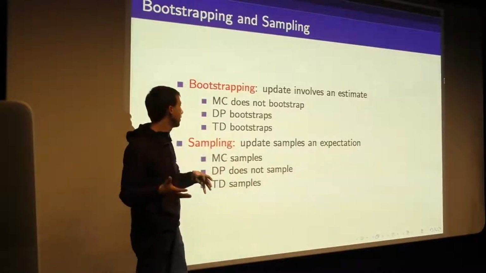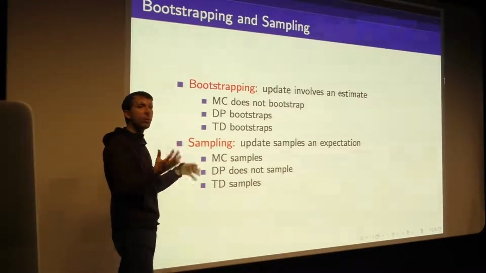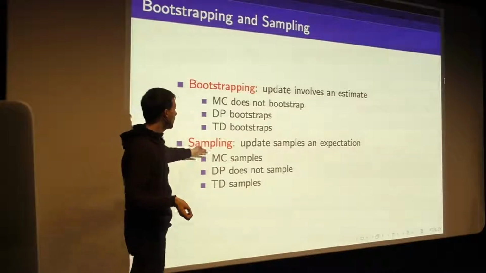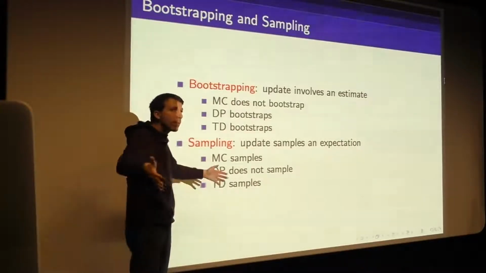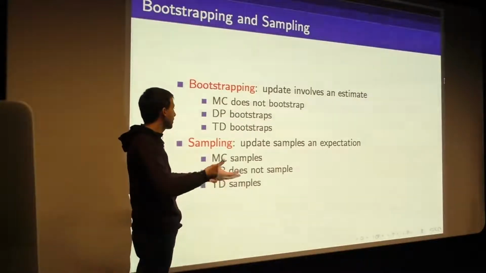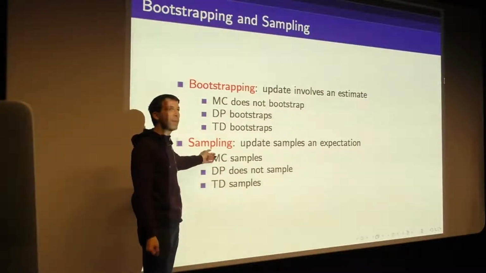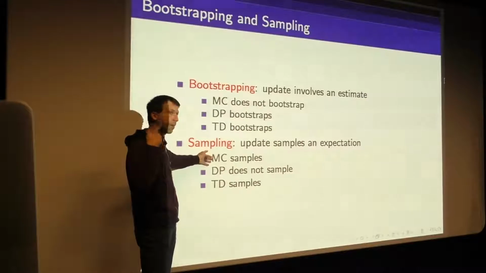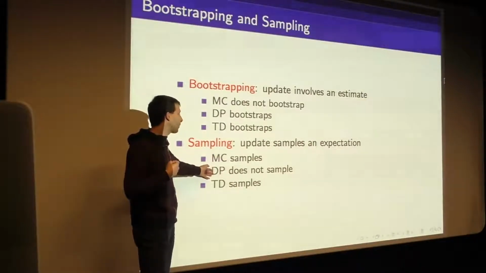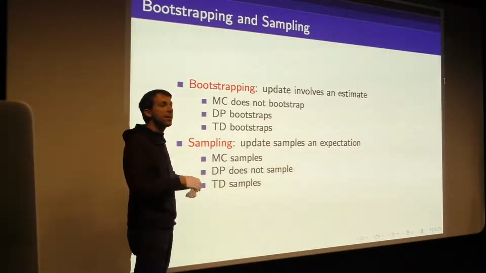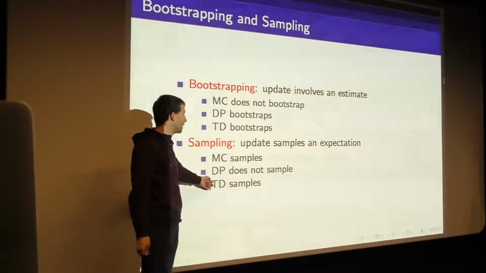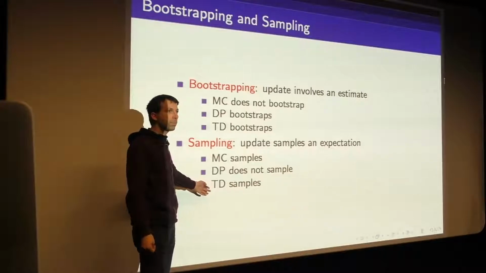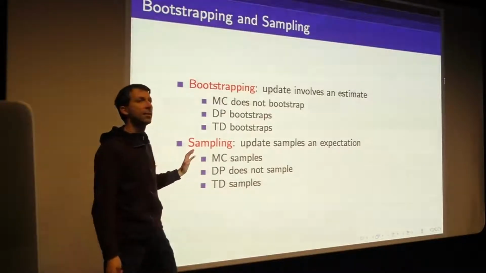The other dimension is whether we sample or take full width backups. Monte Carlo samples the environment. We don't need to do a full width exhaustive search over all the things the environment might do. We sample the MDP dynamics. We sample our own policy. Whereas dynamic programming does full width updates. It considers every possibility exhaustively and backs them up exhaustively. TD samples as well. Okay, are these two dimensions clear?